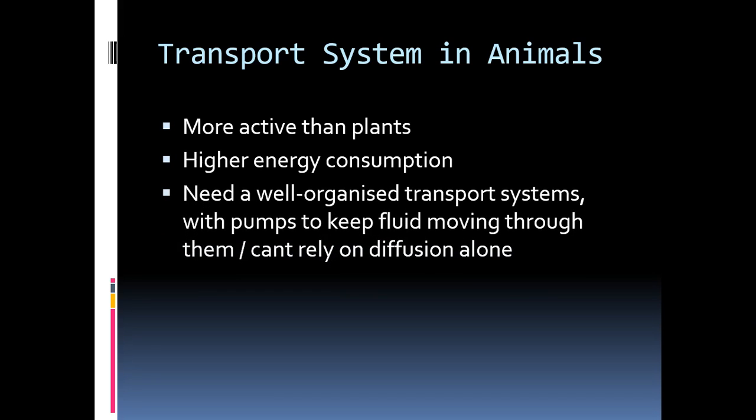In animals, the transport system is a well-organized system with pumps to keep fluid moving through them as they can't rely on diffusion alone. Right? But very small organisms such as paramecium or amoeba, they can meet their requirements for the supply of nutrients and oxygen by means of diffusion.